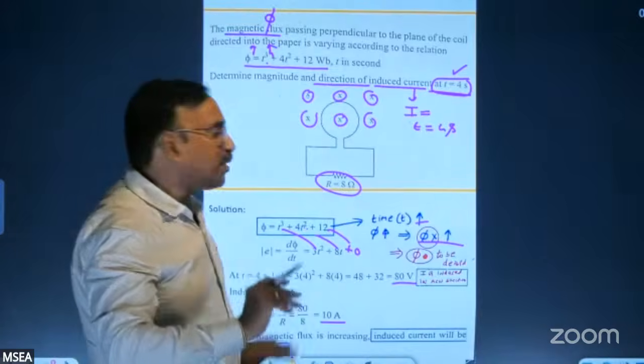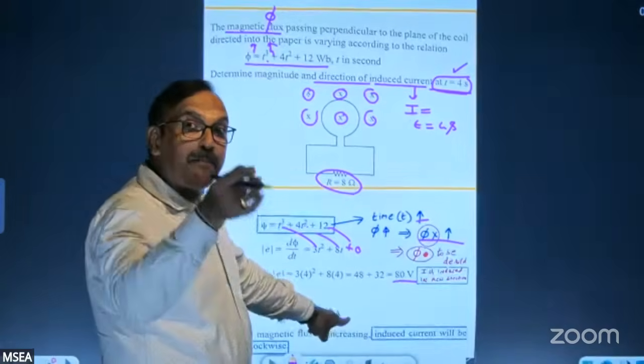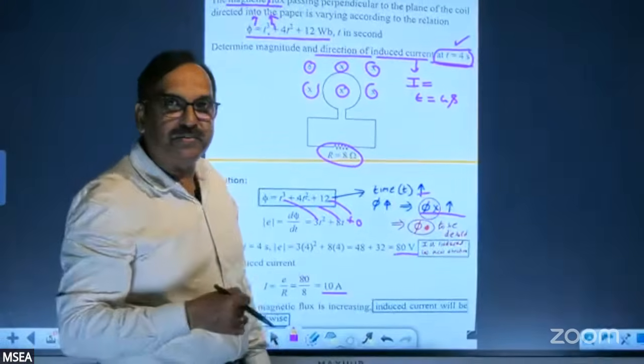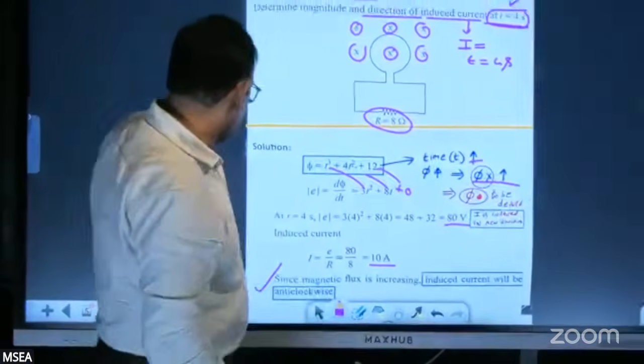In a hurry, you should not answer just by seeing the magnitude of 10. 10 ampere clockwise or 10 ampere anti-clockwise. Both the statements you have to see and then pick up the correct option, please.